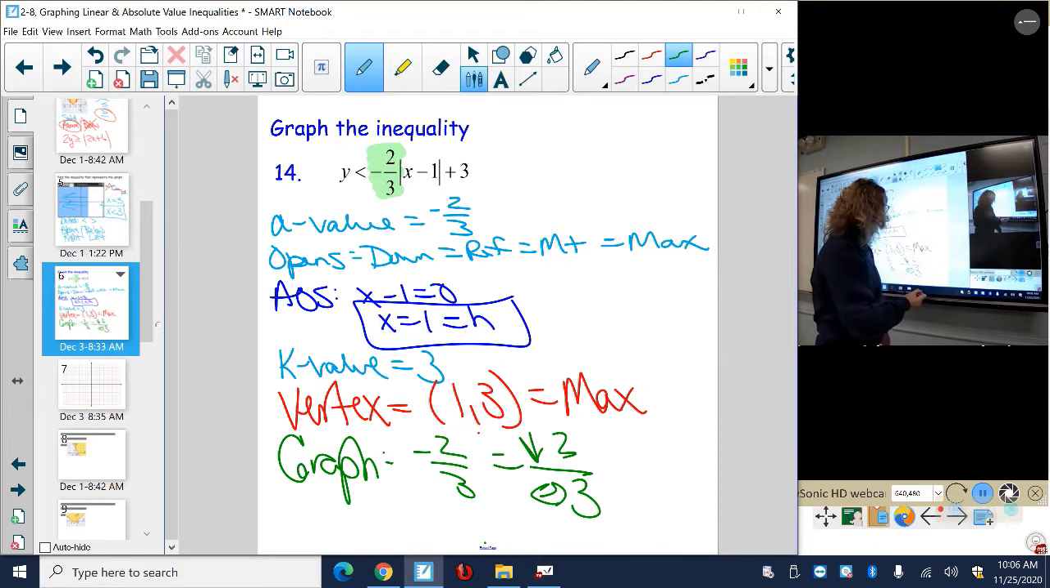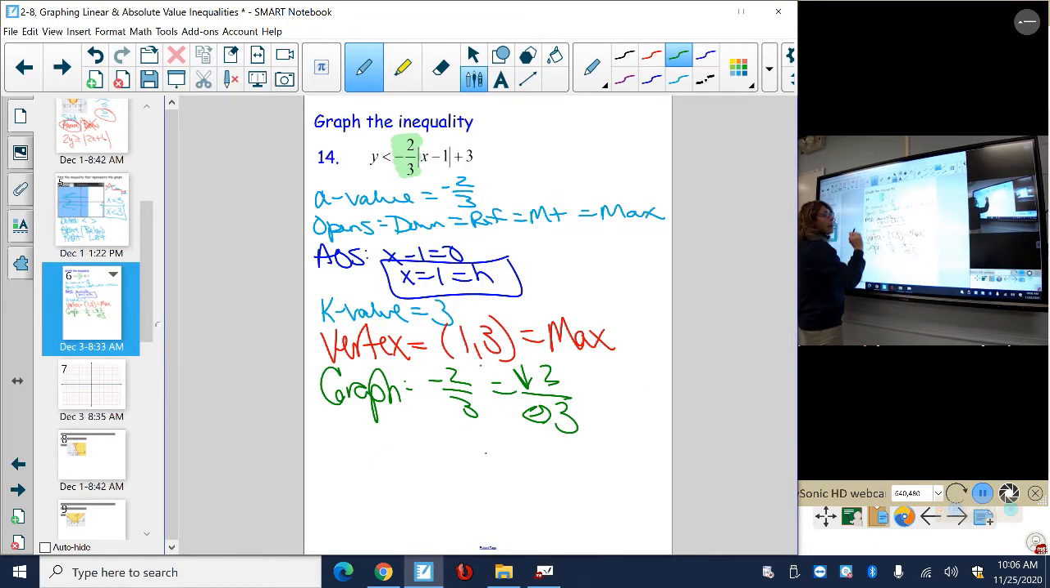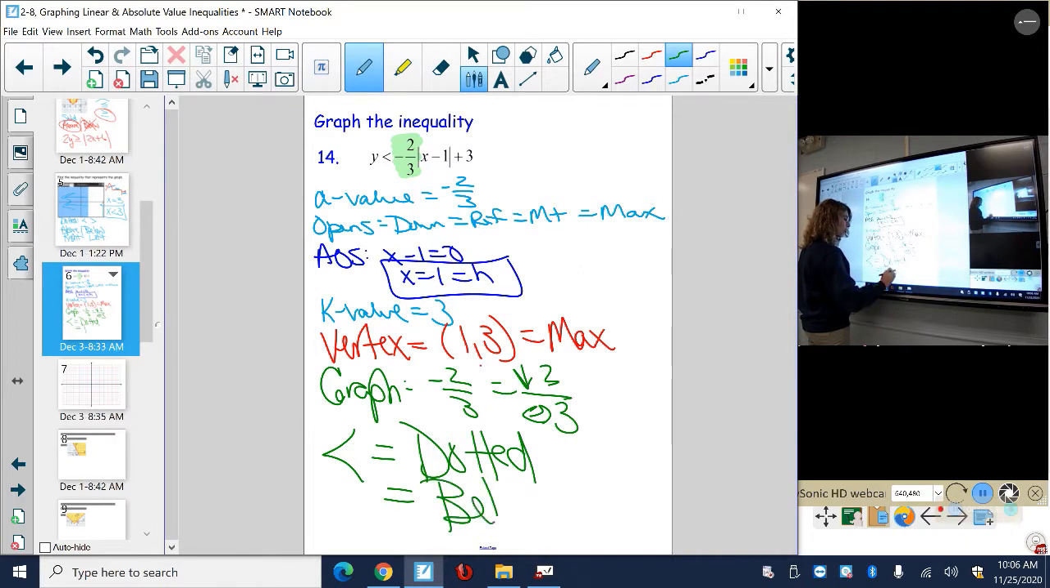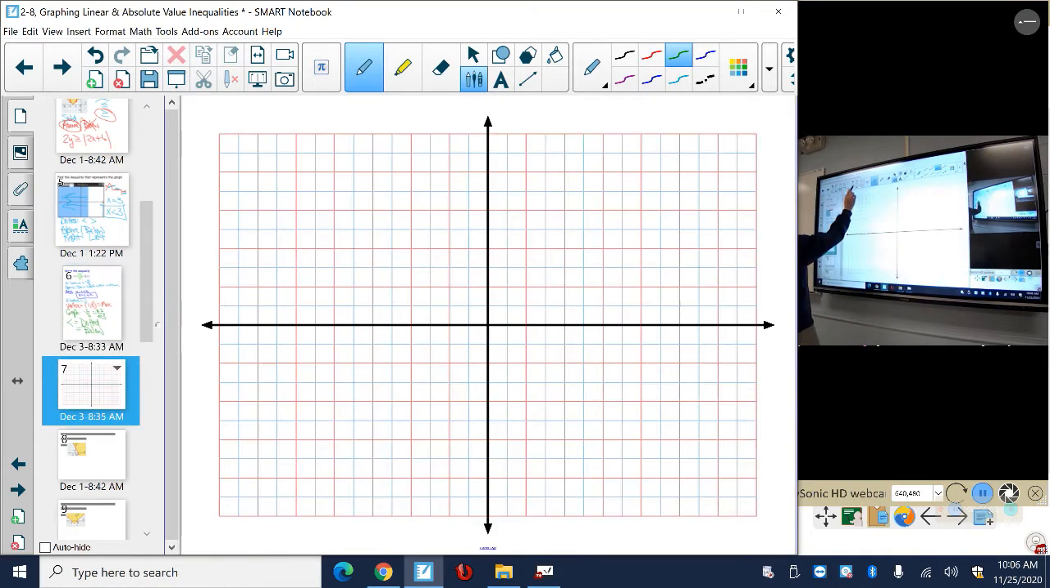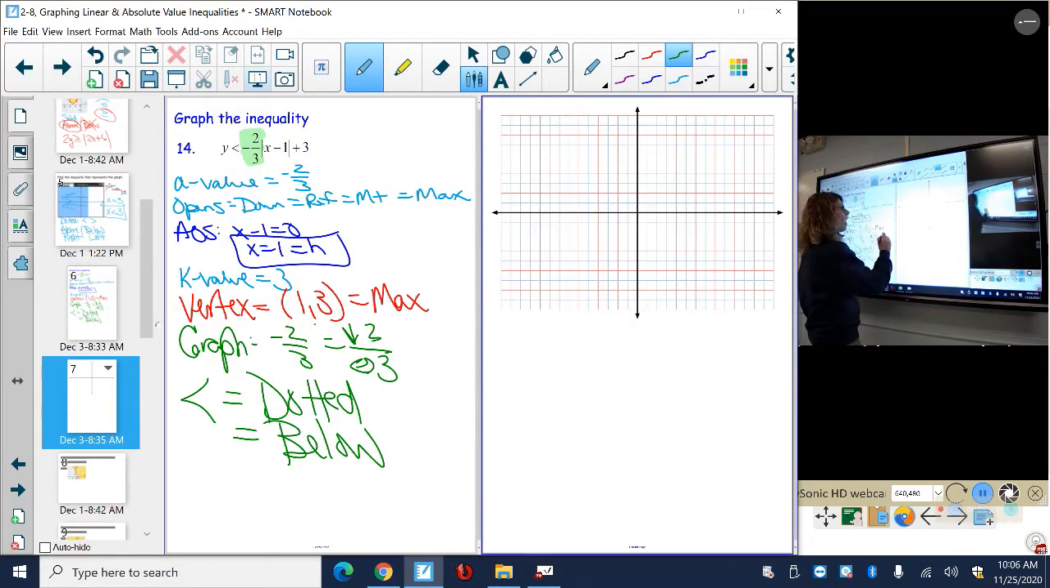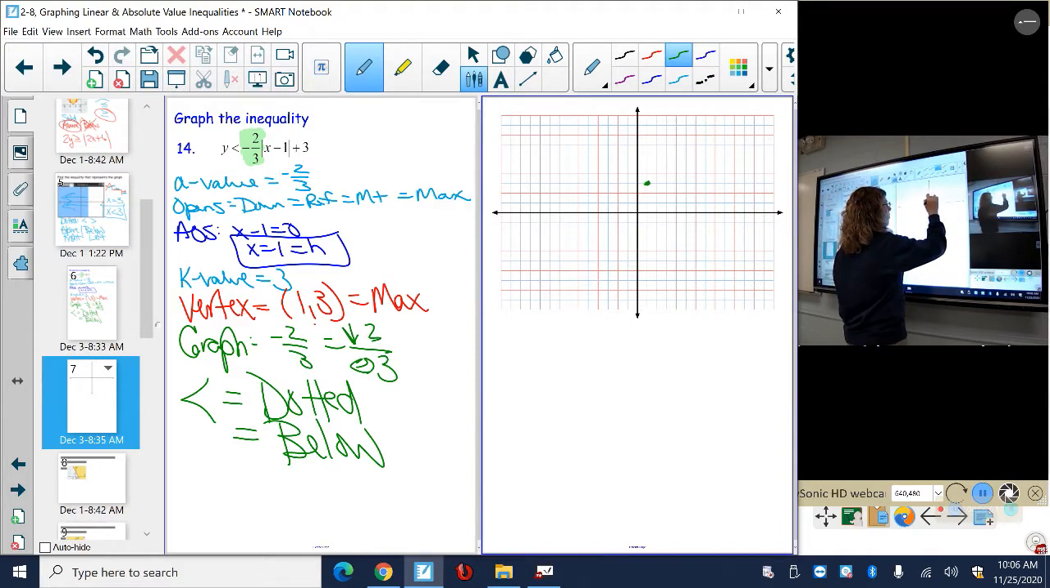The 2 things we're going to add is, what is my inequality symbol? It is a less than, which means it is dotted. And which does less than mean? Does it mean I shade above, or do I shade below for less than? That means I shade below for a less than. Okay, so all of that information we just got. So I'm going to graph the point 1, 3. That puts me here. And I'm going to use going down 2 units and to the right 3, and down 2 units and to the left 3, repeating on both sides.